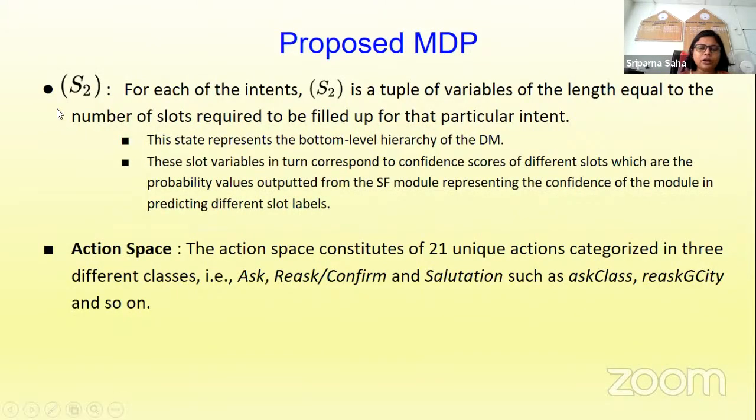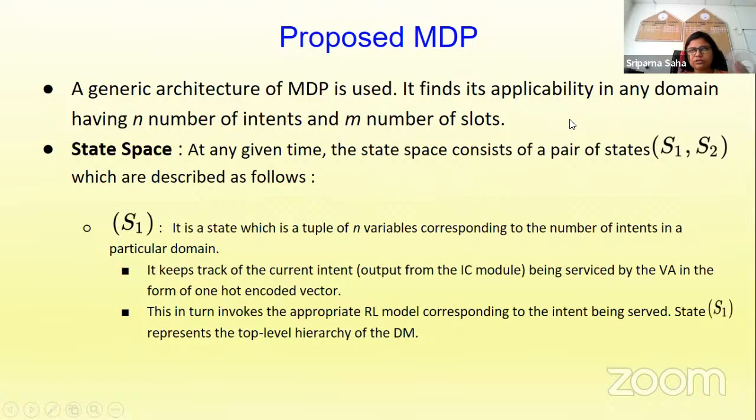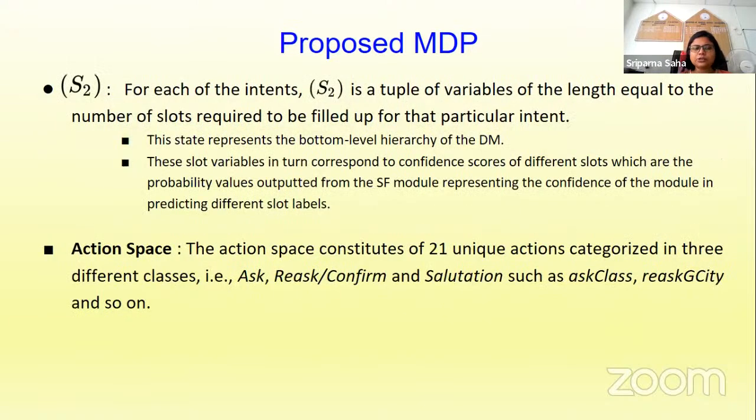And for each of the intents, S2 is a tuple of variables of length equal to the number of slots required to be filled for the particular intent. In order to serve a particular intent, you need some minimum number of slots because we need to search in the database, and for efficient database search we need some slots available. So S2 denotes all those slots which are required to serve a particular intent. This state represents the bottom-up hierarchy of the dialog manager.